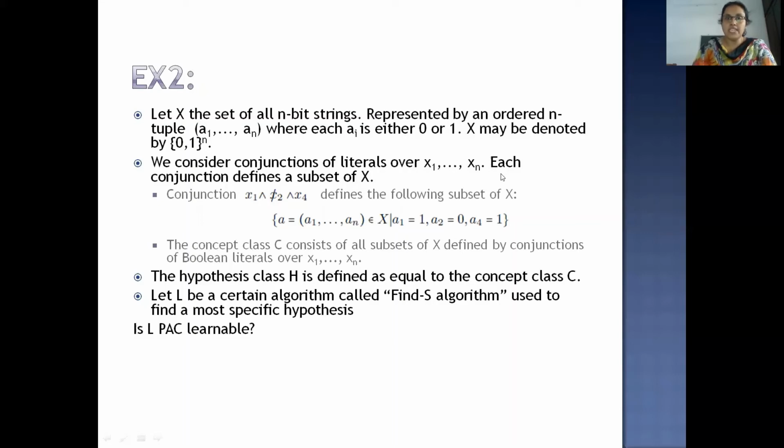So here we are saying that each conjunction defines a subset of x. But supposing I have this subset x1 and x2 not and x4. അതിന്റെ അർത്ഥം എന്തുവാ? ഈ a1 to an elements നോക്കിക്കഴിഞ്ഞാൽ ബാക്കി എലമെന്റ്സ് എങ്ങനെ വേണേലും ആയിക്കോട്ടെ, ഫസ്റ്റ് എലമെന്റ് 1 ആയിരിക്കണം, സെക്കൻഡ് എലമെന്റ് 0 ആയിരിക്കണം, fourth element 1 ആയിരിക്കണം. ഇതാണ് നമ്മുടെ restriction. അത് is a subset of the whole set x.